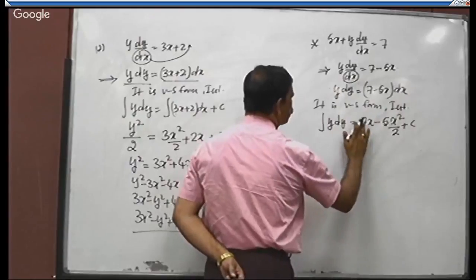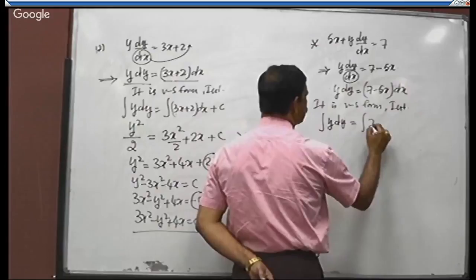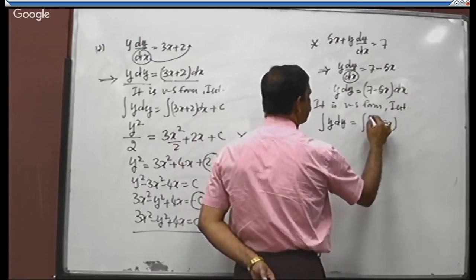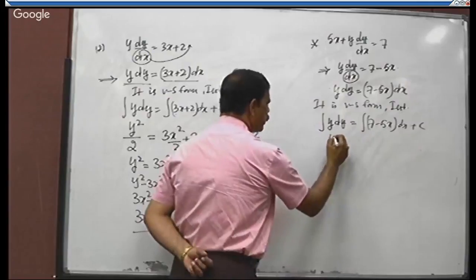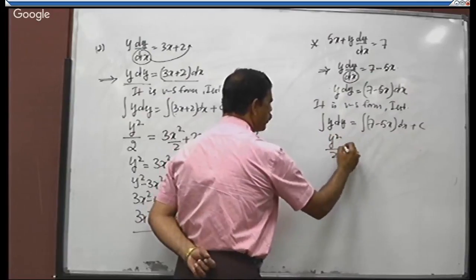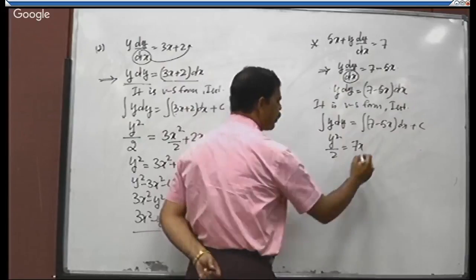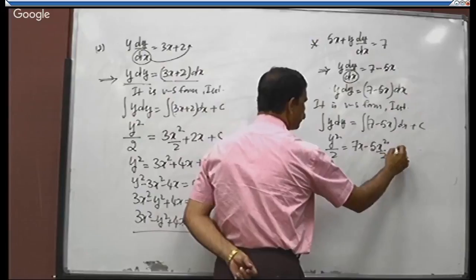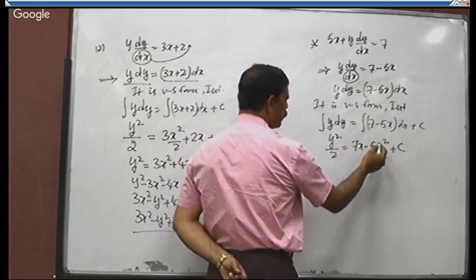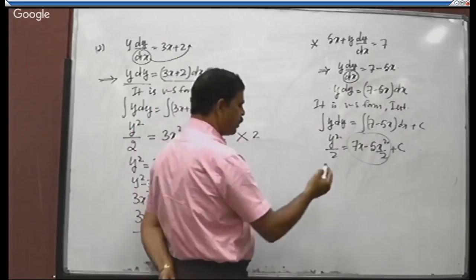Sorry, I have just written the integration part. First write the symbol, then we can integrate it. Plus c. Integration of y is y square by 2, equal to the integration of the constant, 7 into x minus 5 into, for x it is what? X square by 2 plus c.